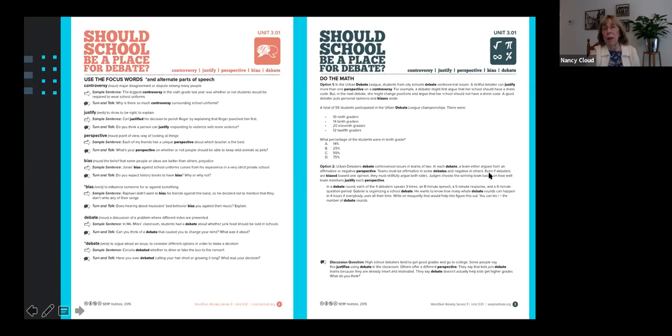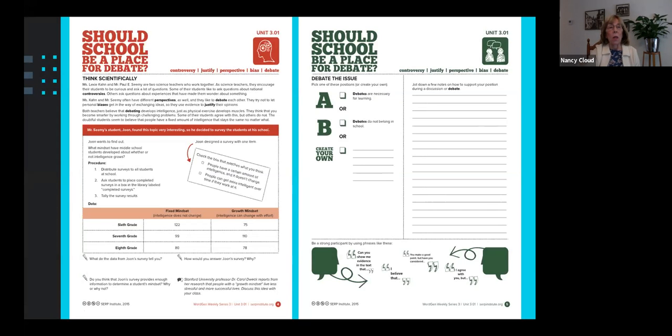Then there's a math activity for you to do. It's supposed to take 15 to 20 minutes. And there's a discussion question at the end for more discussion. Then there's a science activity. And then there's a question also at the end of that. Then there's an oral debate that kids get ready for, where they take a position on the issue. Yes, school should be a place for debate, or no, school should not be a place for debate.